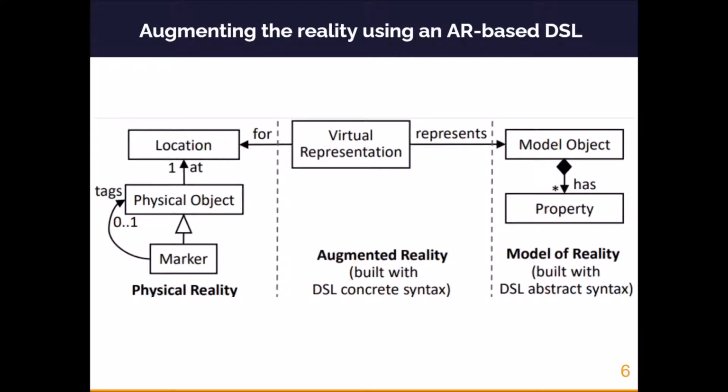Okay, so let's dive into the main core of the paper. Augmented reality using an AR-based DSL. On one side, you have the physical object, which is at some location or identified with some marker. On the other side, you have the concept being modeled, the model object, which is defined with an abstract syntax. In the middle, we need a concrete syntax, and that's where we came up with an augmented reality one. So we provide a virtual representation for a physical object, which represents a model object.